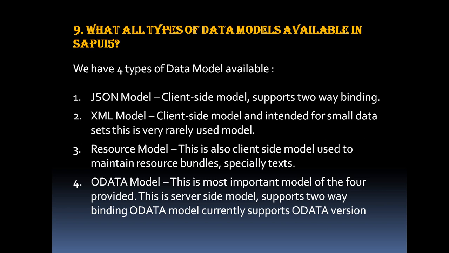And then finally you have your OData model, which is the most important one, and this supports two-way binding and it has a direct connection with ABAP, and the data can be saved and be retrieved as well, right? So this is what is OData model. So you have these 4 types of data models available if you want to talk about.